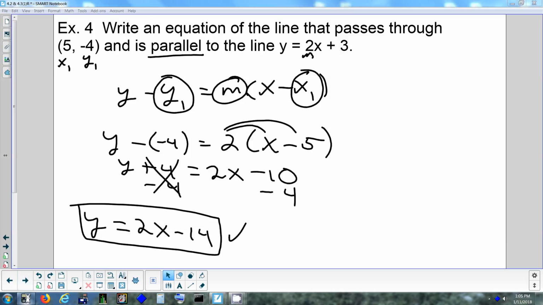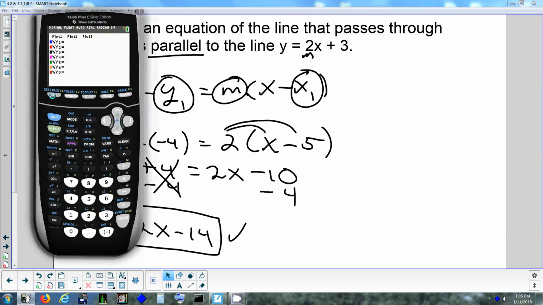Okay, I'm going to show you guys something real quick. I'm going to graph both of those lines, and when I graph them, should they cross? No. Let's start with 2x plus 3. So, there's our first line. Y equals 2x plus 3.